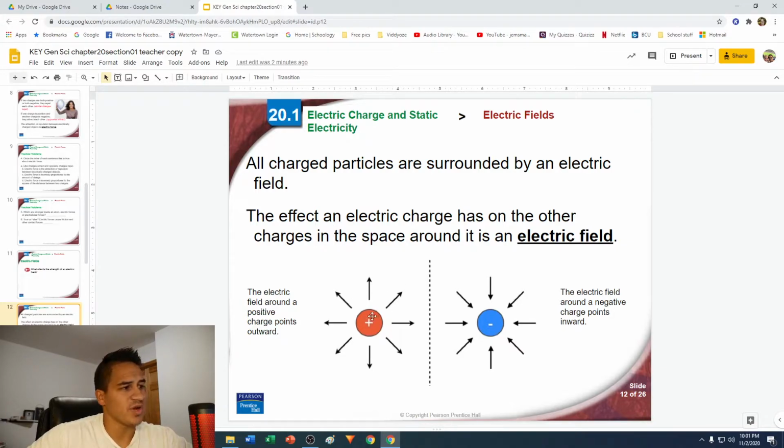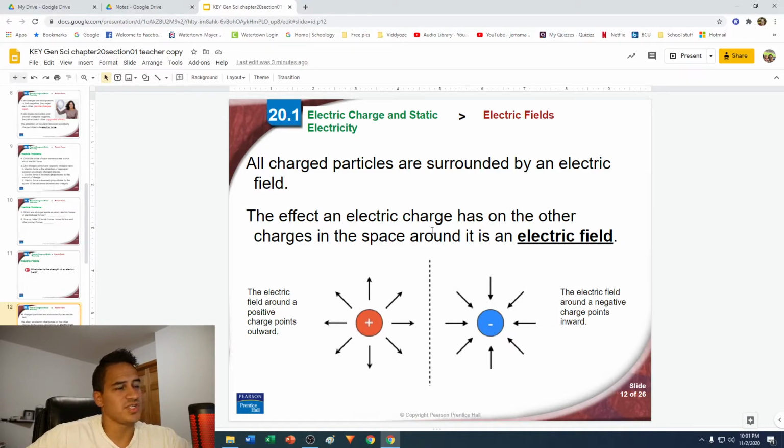So on the left here, we have a positive charge, and it will have an electric field where we will draw field lines or arrows representing electric force pushing away from the charge. So if another positive charge were to come near this one, that positive charge will get pushed away. It would be repelled. Likewise, on the right here we have a negative electric charge, and we will draw electric field lines pointing inwards towards the negative charge. So if a positive charge were to come nearby this one, it would get pulled in, right? It would get attracted because opposite charges attract.